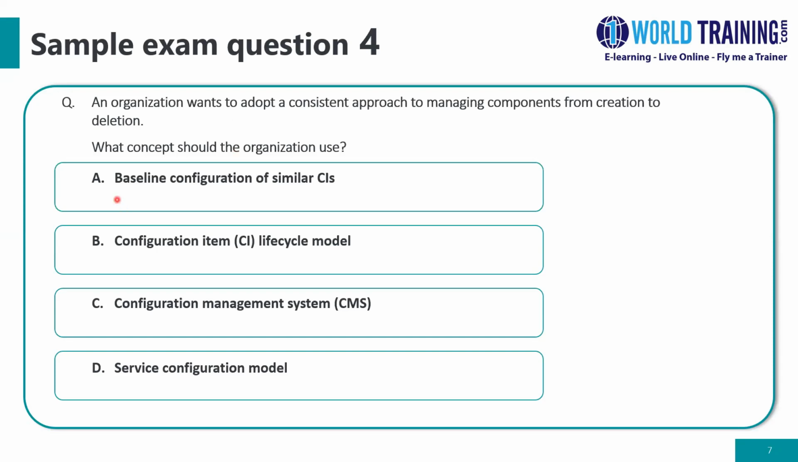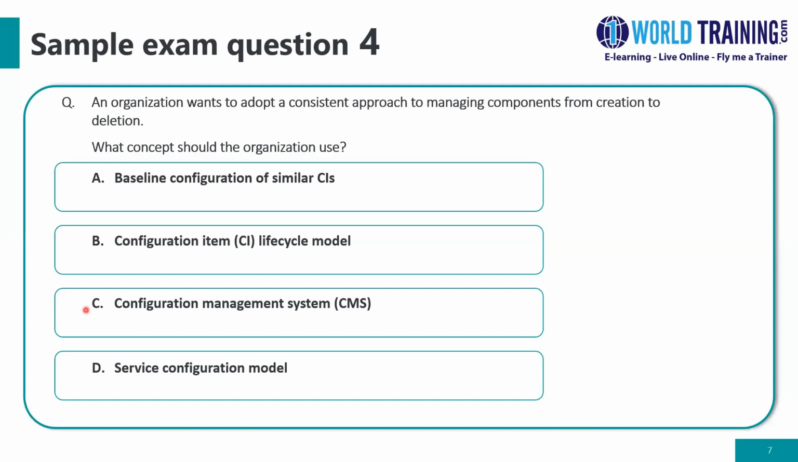Option A, baseline configuration. They do not provide a consistent approach. They are used to record configurations at a point in time. Option B, configuration item lifecycle model. This would be the correct one because it's a set of rules, policies, and guidelines that define, standardize, and optimize the organization's approach to managing the lifecycle of the CI records within a specific domain or any other category. So B would be correct.